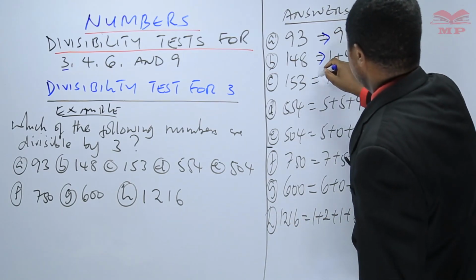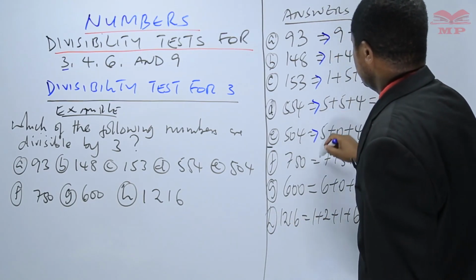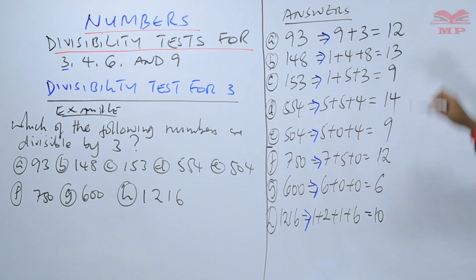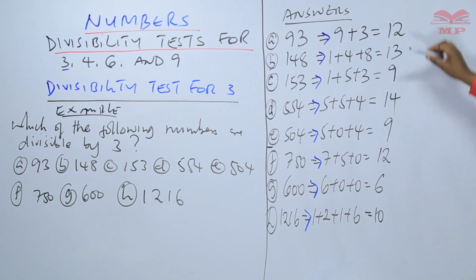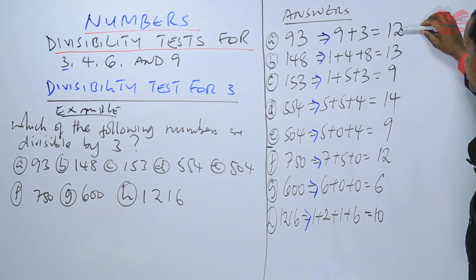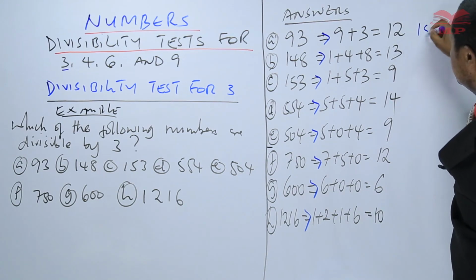So these are the sums of the digits. Okay, these are the sums. So the question is, is 12 divisible by 3? Yes, 12 is divisible by 3 because 12 divided by 3 is equal to 4. So this one is divisible.